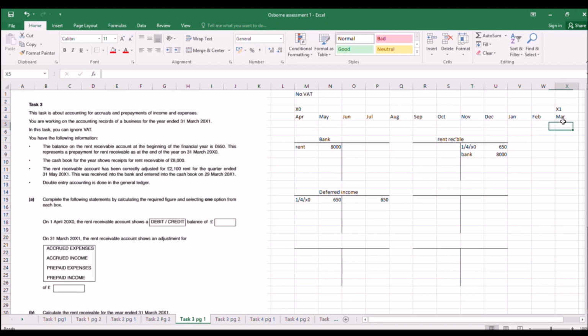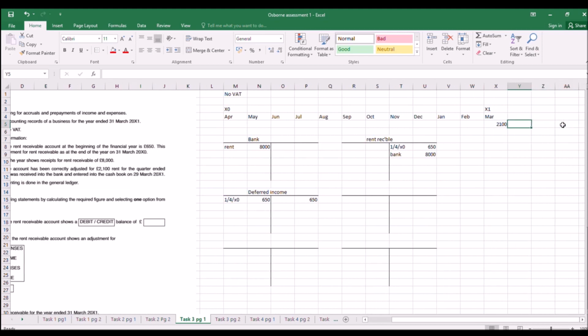So here we received 2,100, but it actually relates to March, April, May. So for 3 months, because it's a quarter. Really, it's 700 for there, 700 for there, and 700 for there. Those two are outside of our year, and this is in our year.